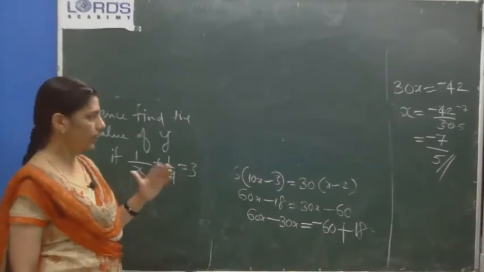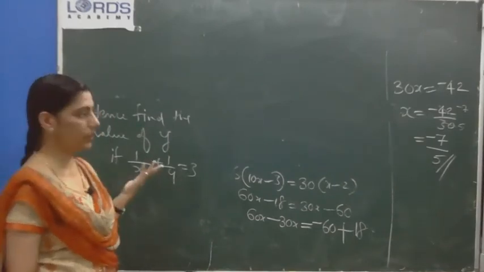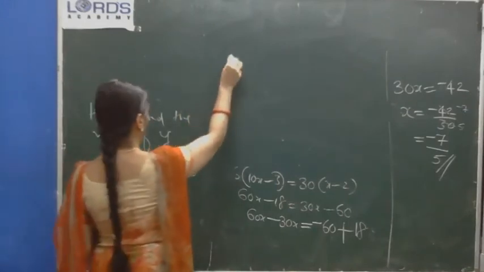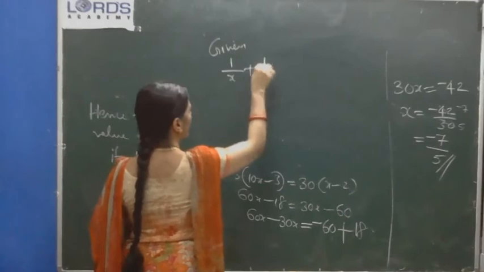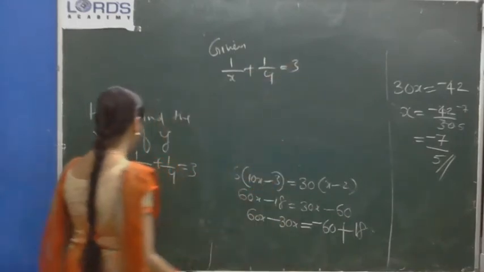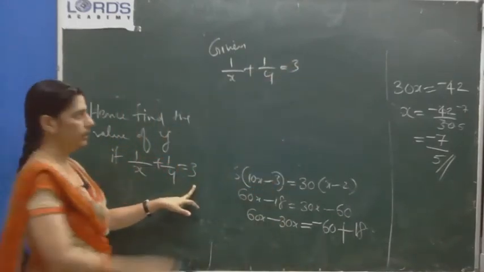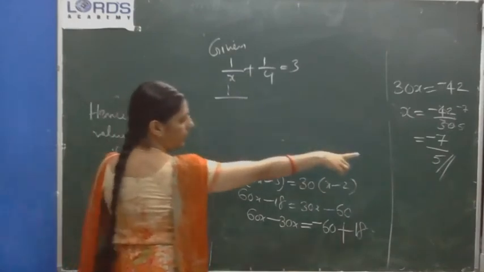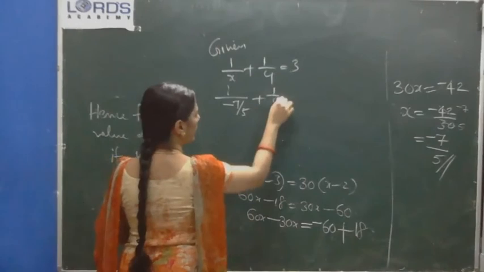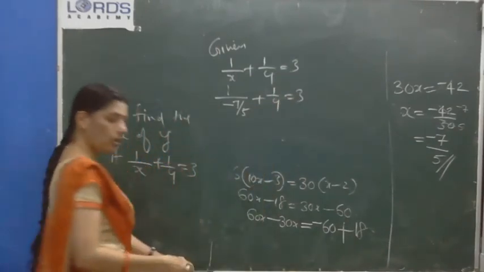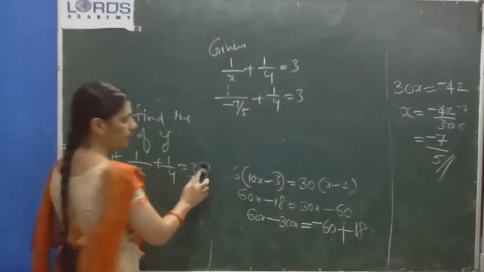Okay. We have to do one more problem. That's what I think. So now, given 1 by x plus 1 by y equal to 3. Then 1 by x value you can take that one: negative 7 by 5 plus 1 by y equal to 3. Solve and get the value of y.